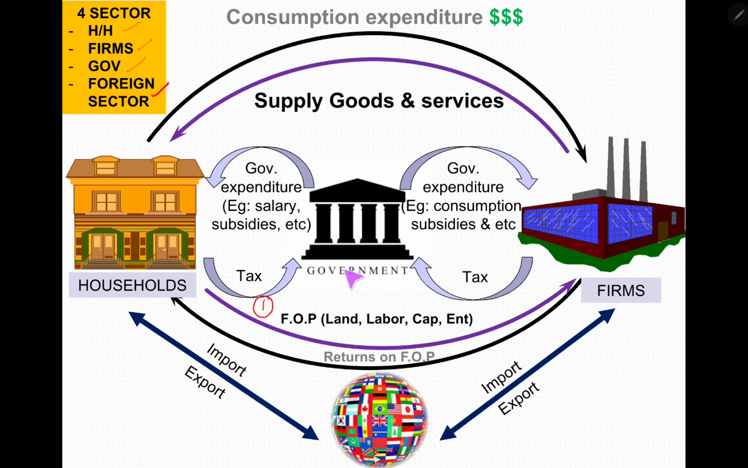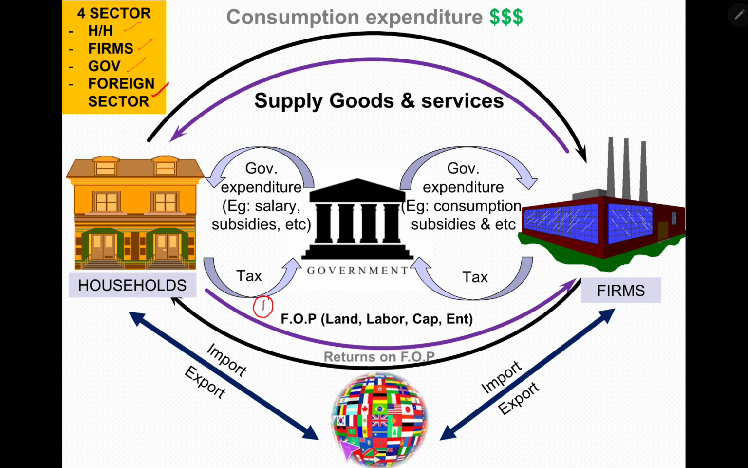Okay, and then the government will charge tax to both the firms as well as household, and this tax will become part of their revenue, and this revenue will be channeled back to the economy through the government expenditure, including the operating and development expenditure, such as they provide subsidies to the household and firms.